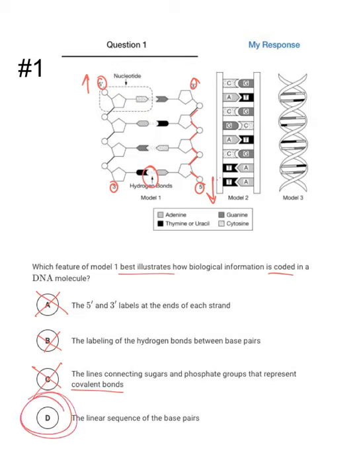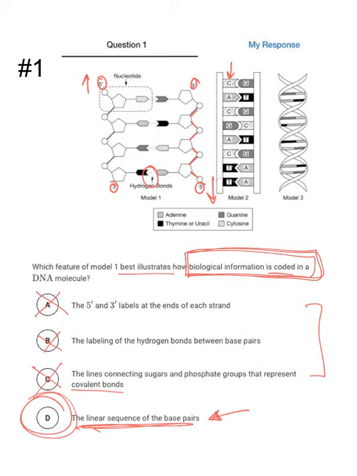Rather, the answer here is D. The linear sequence of the base pairs. That's what plays the central role in the coding of biological information. So when we're looking at the linear sequence, okay, this is what tells us the code. No other feature indicated in A through C shows us the feature. So what's really important to know is that the nucleotide sequence, or the linear sequence of base pairs, gives us the biological information on coding, okay, in nucleic acids, specifically DNA and RNA.